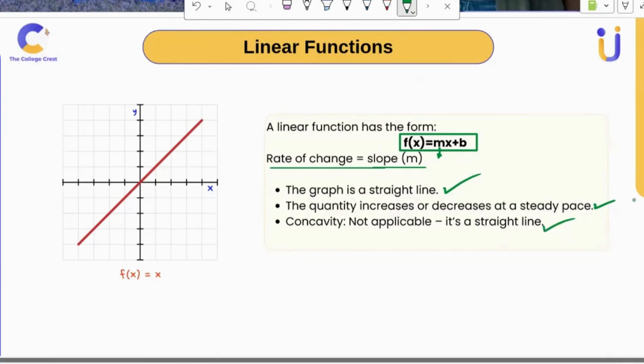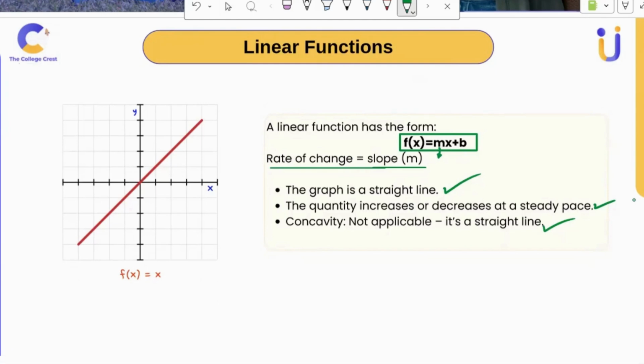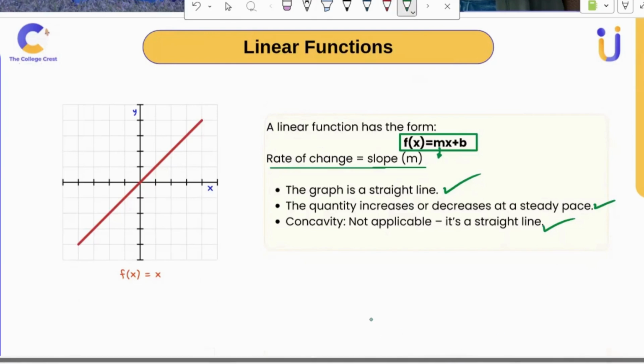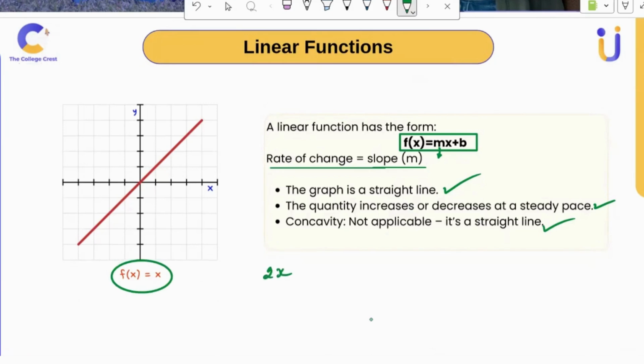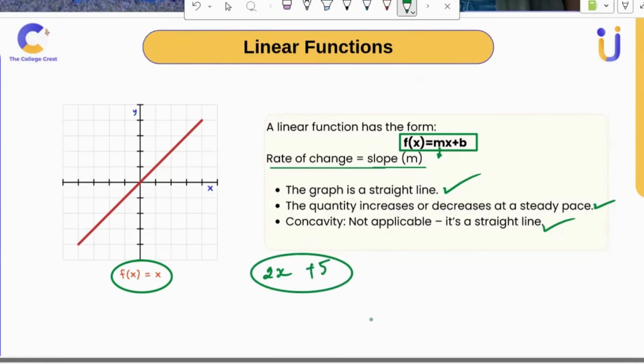So very simple. This is how a linear function looks like and what is the role of slope? That plays a very important role, and the graph will be a straight line. It will be throughout increasing or throughout decreasing. And concavity is not applicable here. So this is a parent function. Many functions I can make. This is the parent function of a linear function. So with this you multiply by 2, you get 2x and add something, plus 5. So we can generate many linear functions, right?